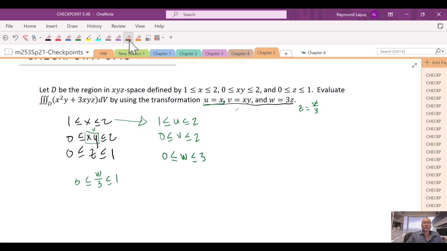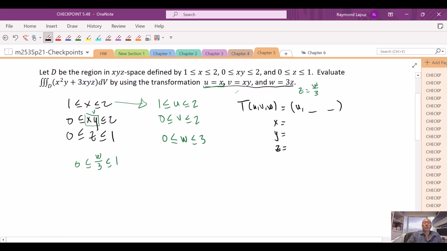Alright, next thing we want to do is figure out our actual transformation. What we are given here is our UVW transformation. So this is like our T transformation, UVW, and that gives us our X, which is U, our Y, which we don't know, and then our Z, which is another thing that we don't know. So we need to figure out what X is equal to, what Y is equal to, and what Z is equal to.